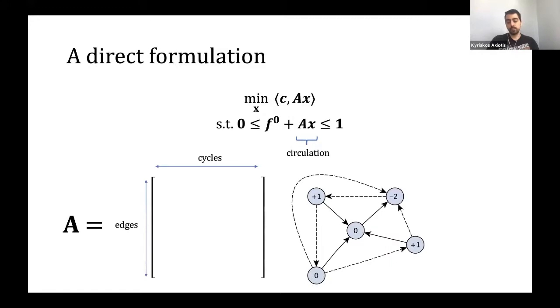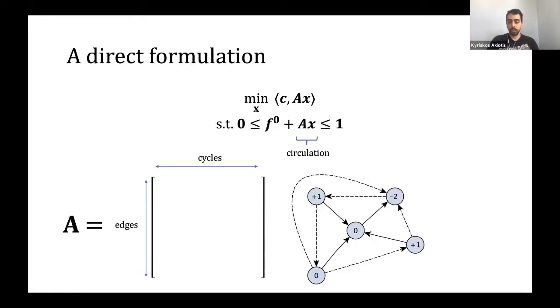And more specifically, what is A here? A is a matrix that is edged by cycles. And basically, its columns are cycles of the graph. So it's easy to see that any vector of the form AX is a circulation of the original graph, meaning that it has demand 0. But if we pick the cycles carefully, we can also guarantee that any circulation can be written as AX.